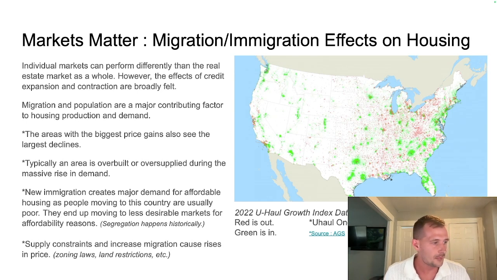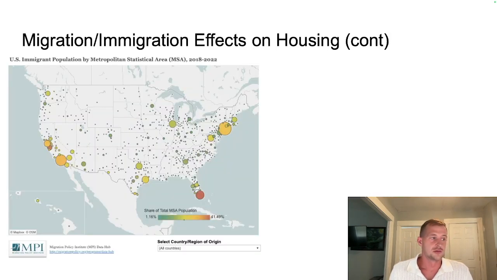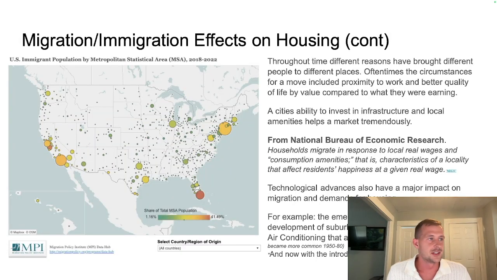Segregation typically happens as well, because they go into the less desirable areas and wealthier people do not. So supply constraints and increased migration are what really cause prices to rise. So zoning laws, rent restrictions, all that type of stuff. Which brings us to more on this, continued.